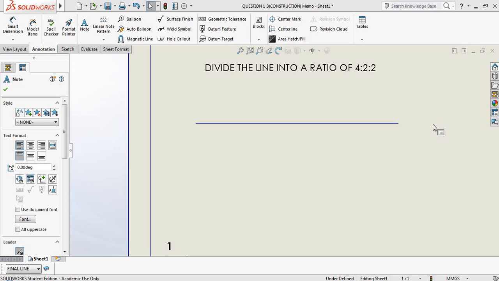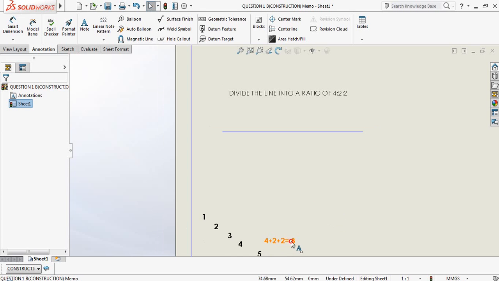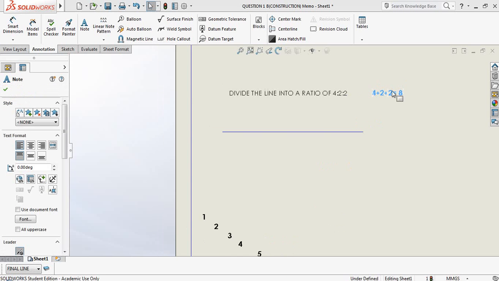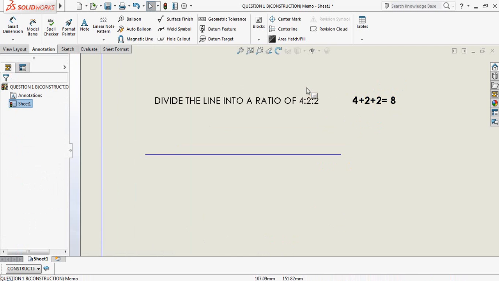Now guys, we're going to be looking at dividing a line into a ratio, and this instruction is asking us to divide this line into a ratio of 4:2:2. The first step we have to take, which I've preempted over here, is to look at the actual numbers, 4:2:2, and write down a nice neat 4 plus 2 plus 2, which equals 8.